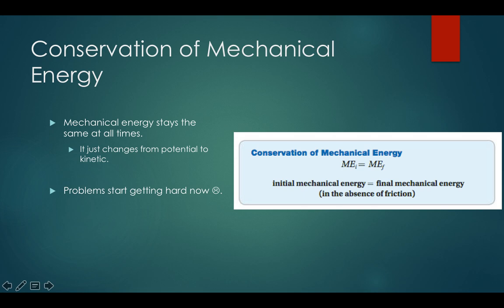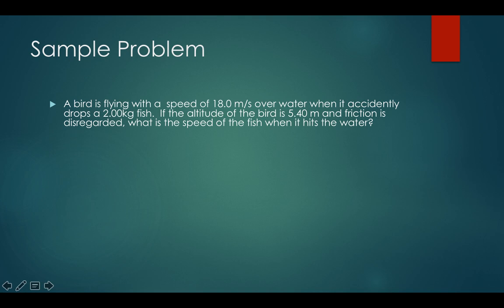The conservation of mechanical energy is this formula right here, in which you see that mechanical energy initial is equal to mechanical energy final. So what that means is your initial energy is the same as your final energy. Now, let's hit this with a problem, because I think a problem would be best to help explain what this actually means. And this problem is going to be pretty hard, guys, so feel free to watch this part a couple of times if you don't understand it.